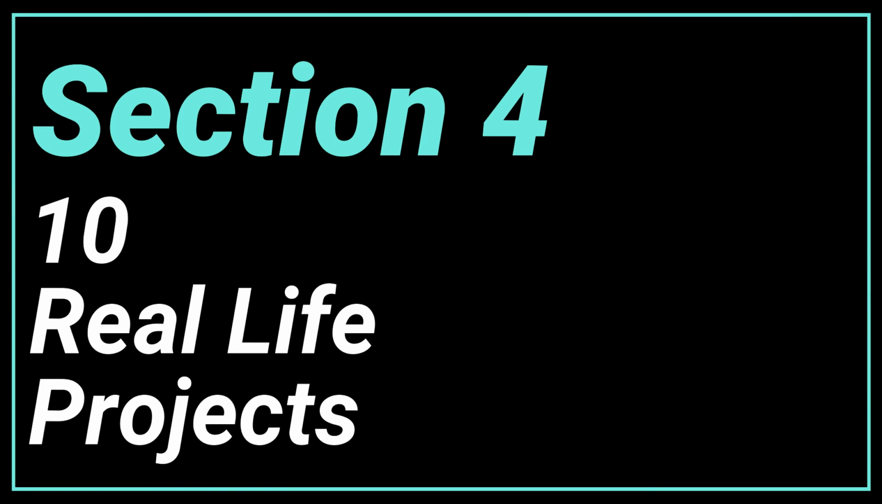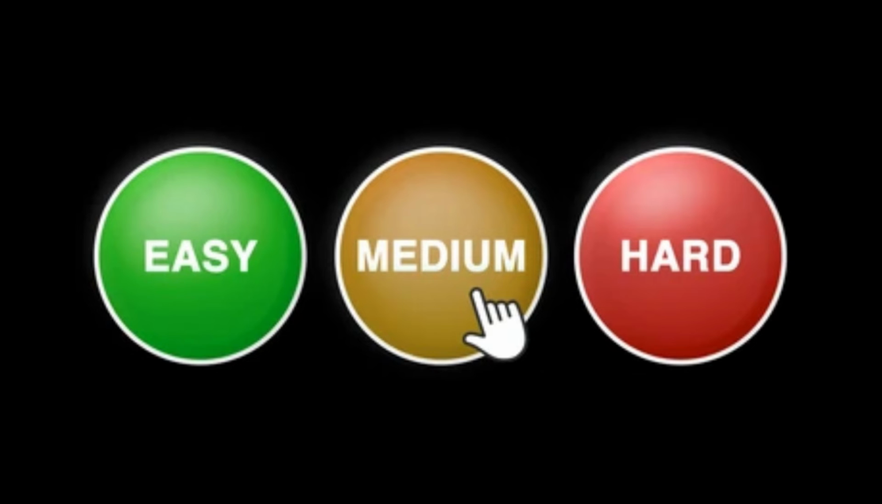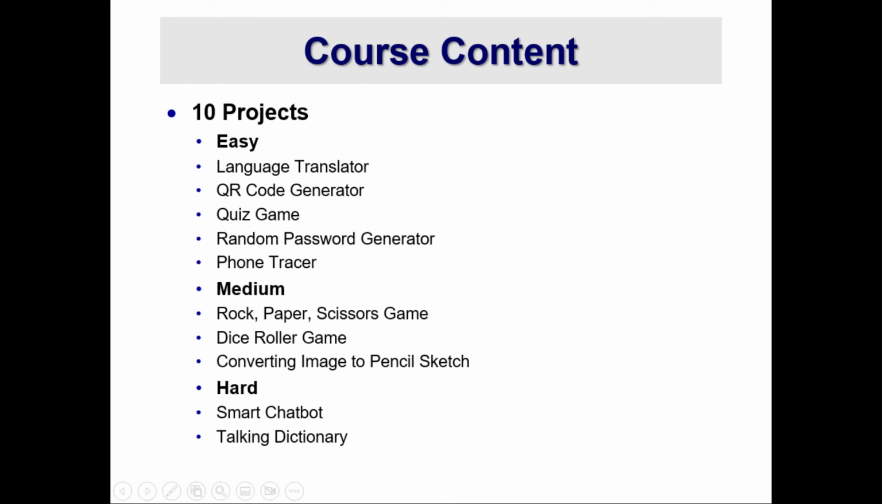In the fourth section, we'll cover the 10 amazing real-life projects, and I have categorized these 10 projects into 3 levels: the easy level, medium level and hard level. In the easy level, we have 5 projects. In the medium level, we have 3 projects. In the hard level, we have 2 projects: the smart chatbot and the talking dictionary.